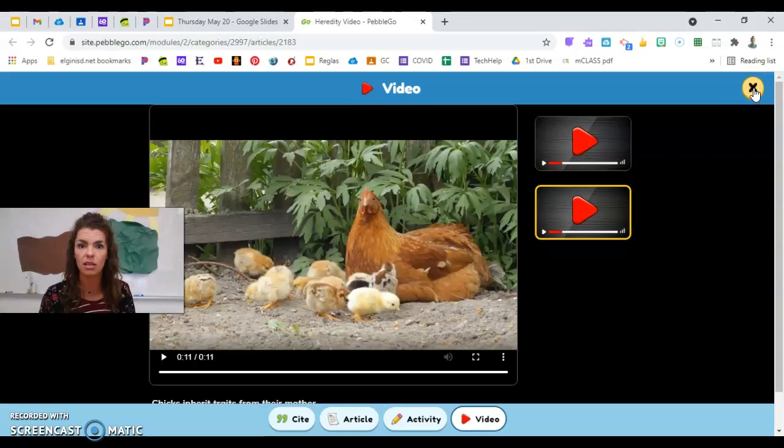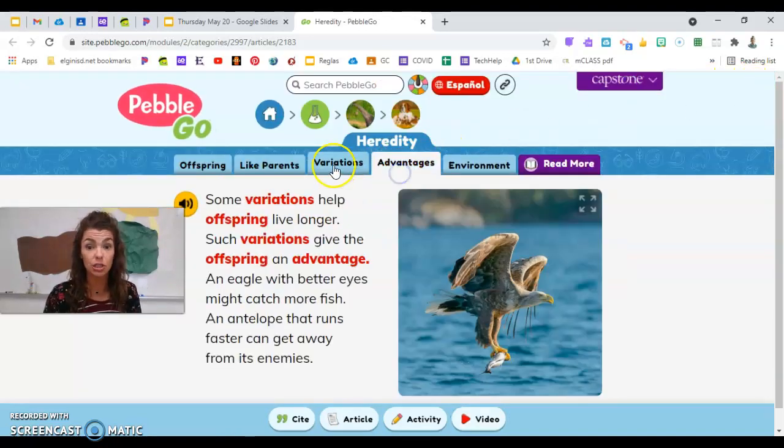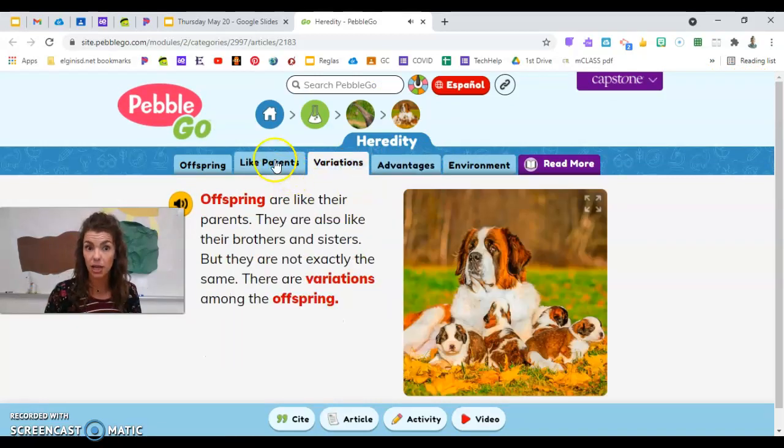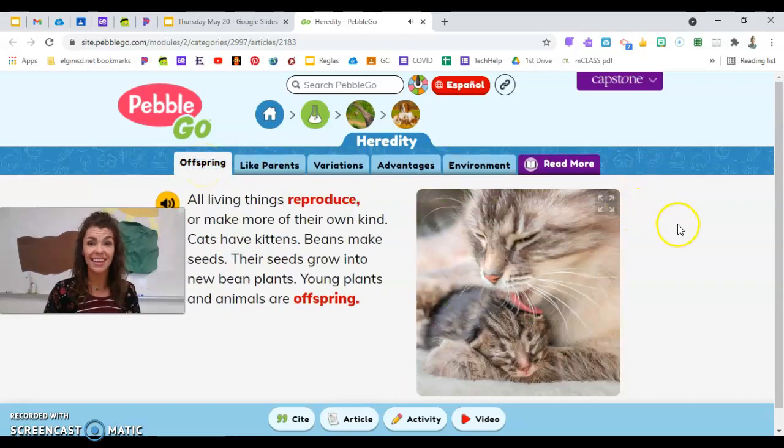Let's go look at all of these living things one more time. You could show me the chickens. You could show me the humans. You could show me advantages, the eagle. You could show me variations, the dogs, like the parents, birds, or offspring, the kitty cats. So many options to choose from. You've got to make a decision because you can't draw them all.